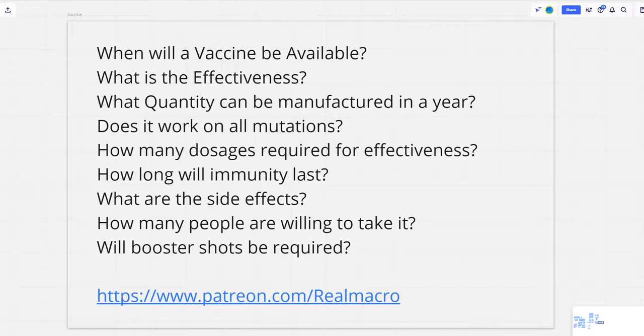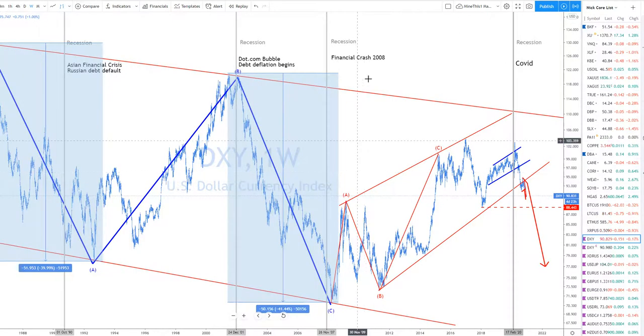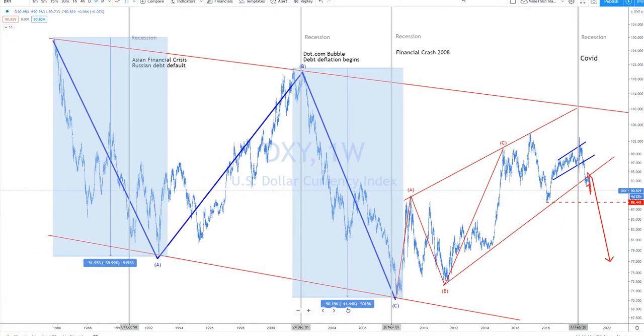How many people are willing to take it? We talked about that, right? Will we need booster shots? We don't know yet. So from my perspective, what's going on right now is that you have the dollar falling, right? We're trying to stimulate exports. The economy is not doing so good, so people don't want to buy dollars, okay? Our imports are certainly providing the world with a sufficient amount of dollars, so that's not an issue. But that's not going to create demand for the dollar.